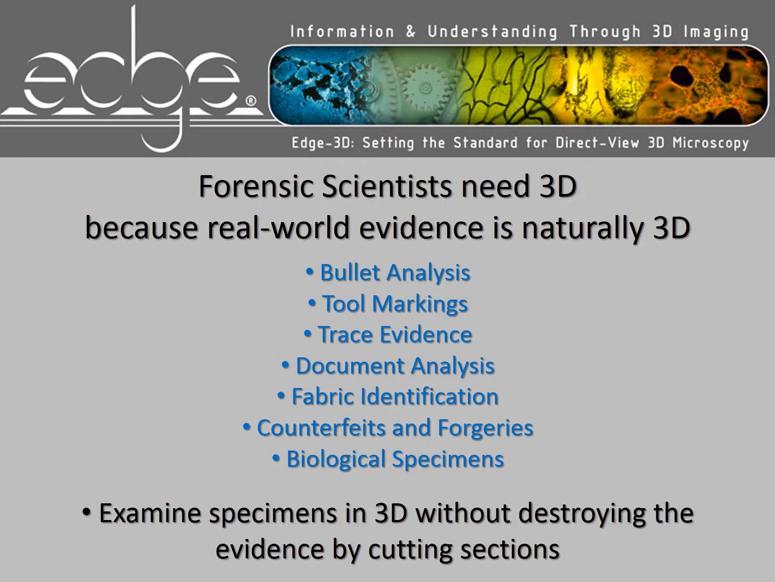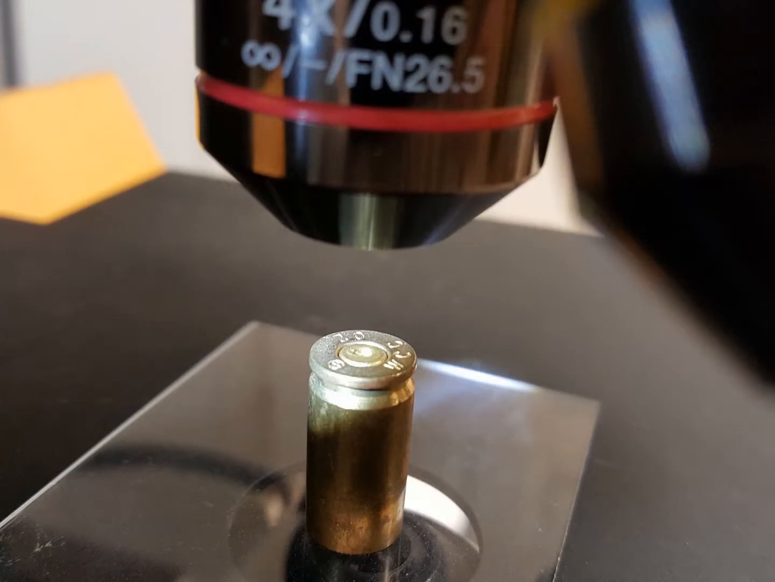Another reason forensic scientists need 3D is that real-world evidence is naturally three-dimensional. Things like bullet analysis, tool markings, trace evidence, document analysis, fabric identification, counterfeits, forgeries, and biological specimens. These samples are all naturally three-dimensional. To be able to examine specimens in 3D without destroying the evidence by cutting sections gives the observer a tremendous advantage. Let's look at the shell casing of a bullet with the Edge-3d microscope.